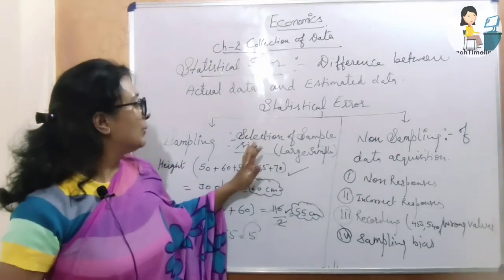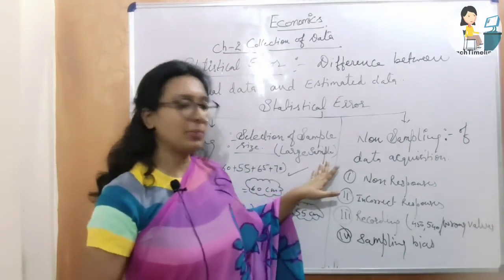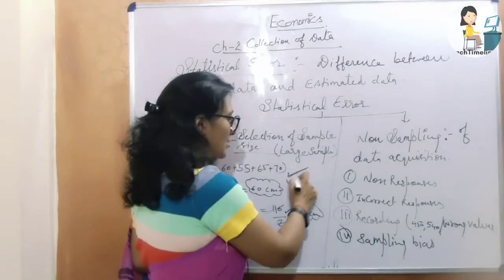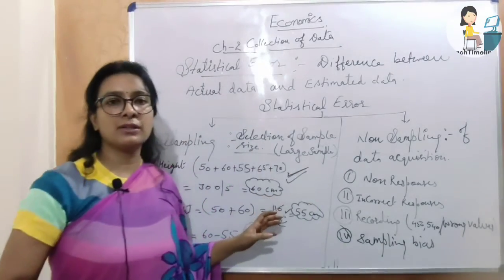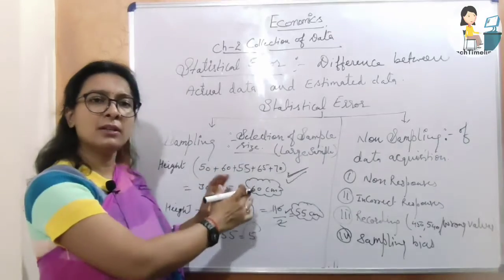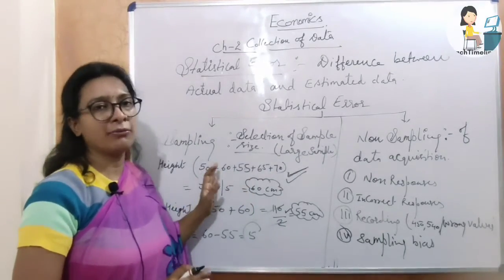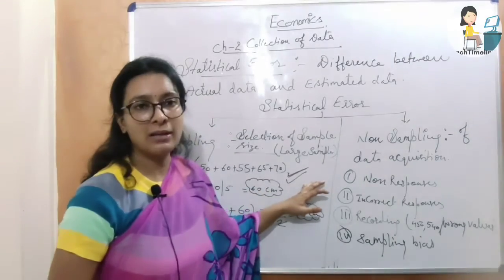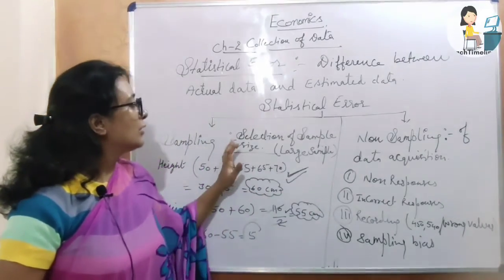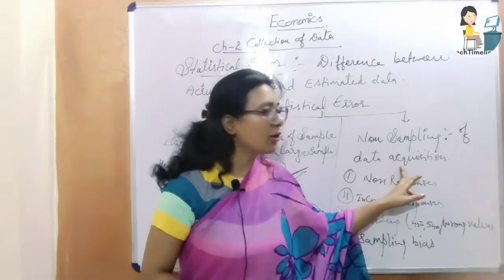On the other hand, sampling error can be reduced by taking a large sample. If the sample size is large, then there is less chance of error, because many people are involved. The average will be correct. We will get the benefit. Estimation will be fine and good enough for us if the samples are large. So sampling error can be reduced, but non-sampling error cannot be reduced.